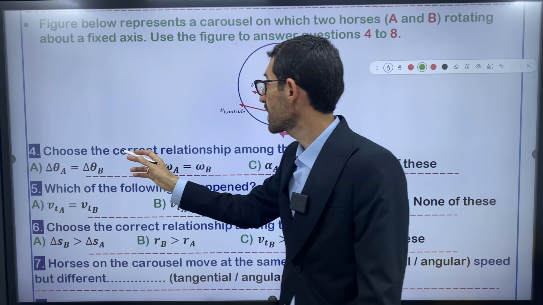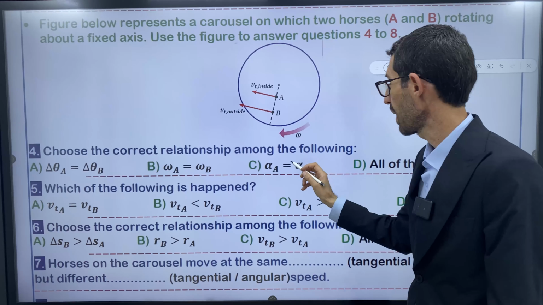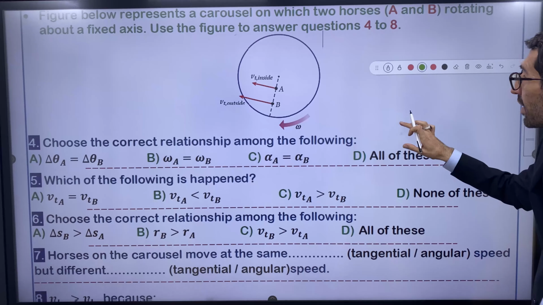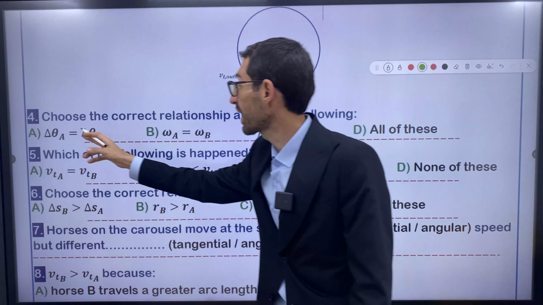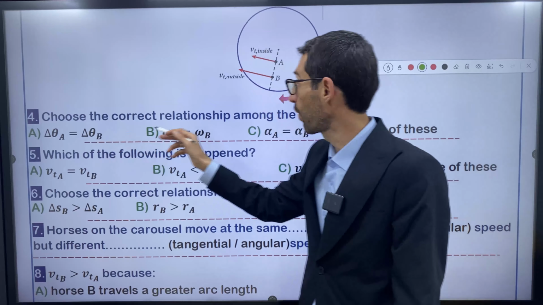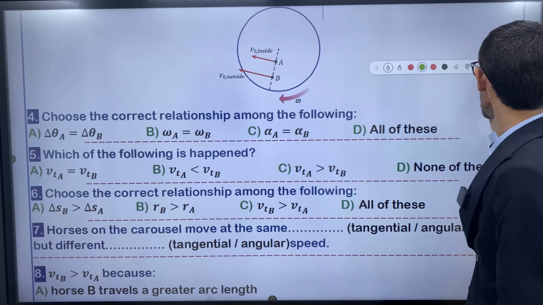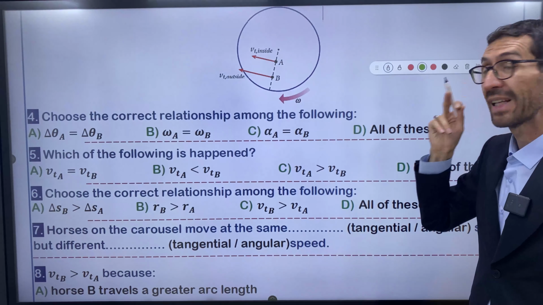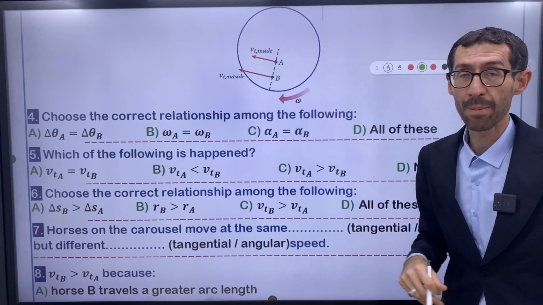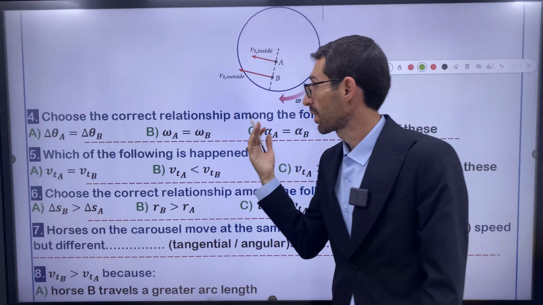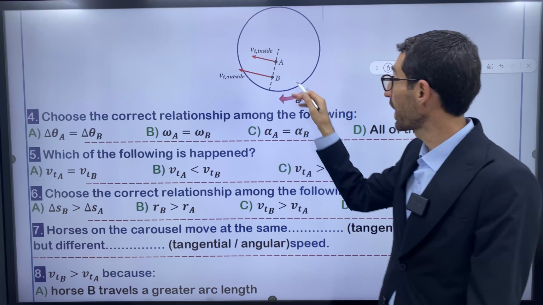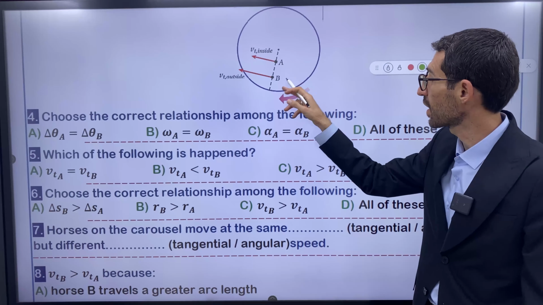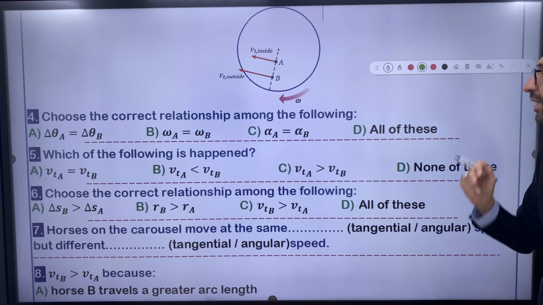Let's read question number 4. Choose the correct relationship among the following. Which relationship is true? A, delta theta of A is equal to delta theta of B. Is it true? I'm going to tell you the key for solving this problem. B says omega of A is equal to omega of B. C, alpha of A is equal to alpha of B. D, all of the above.